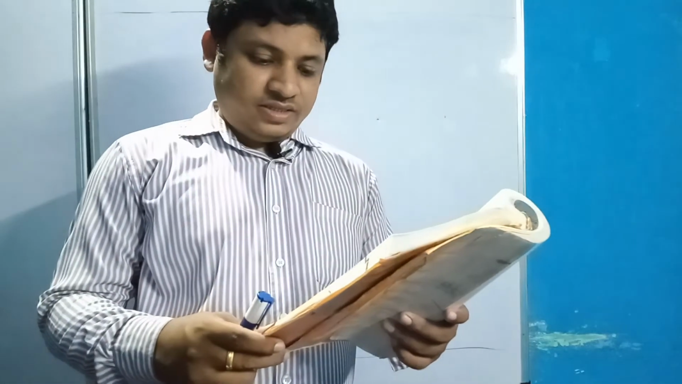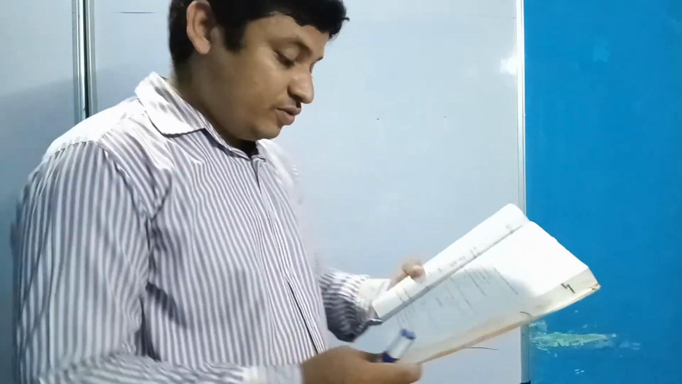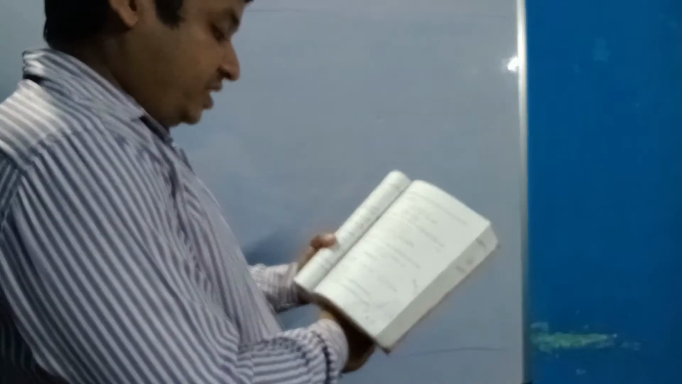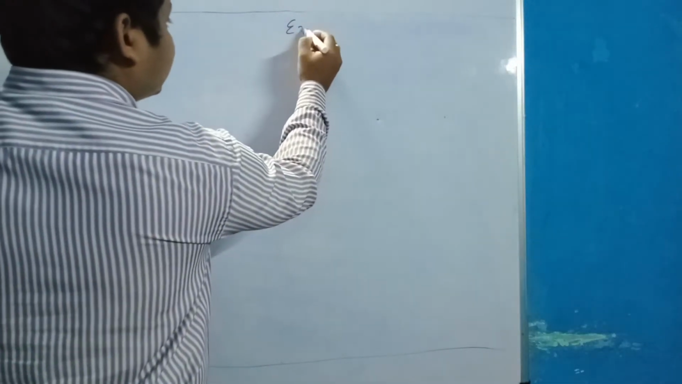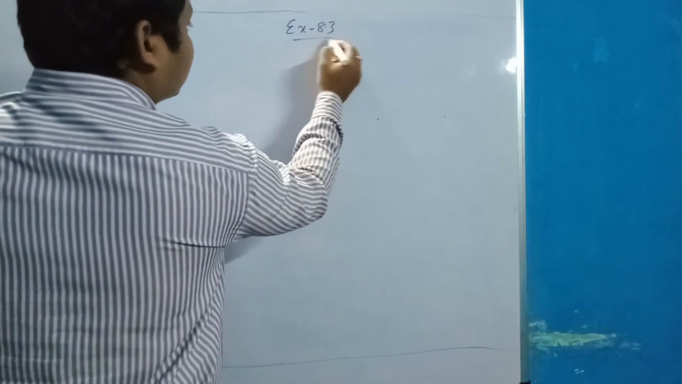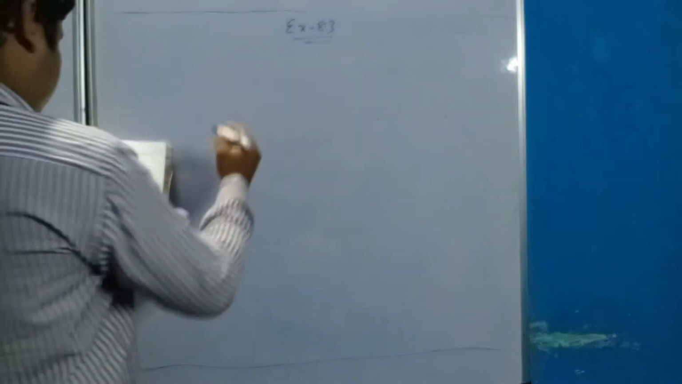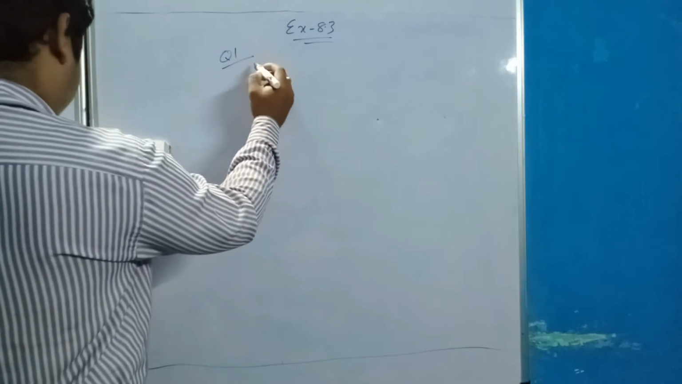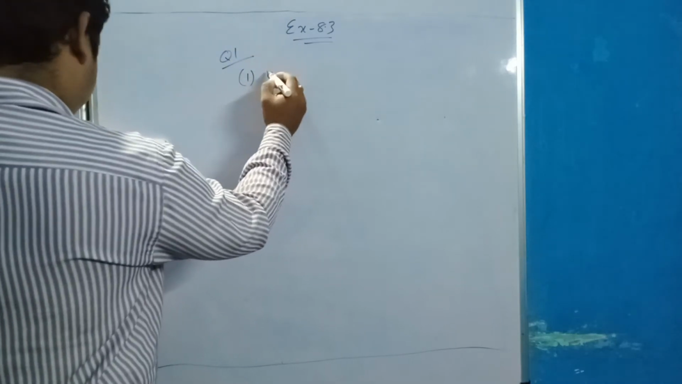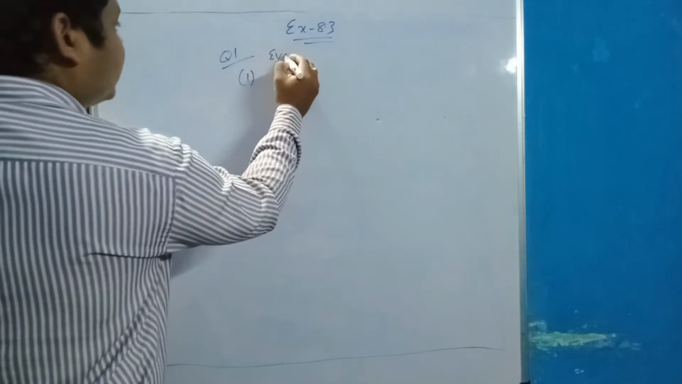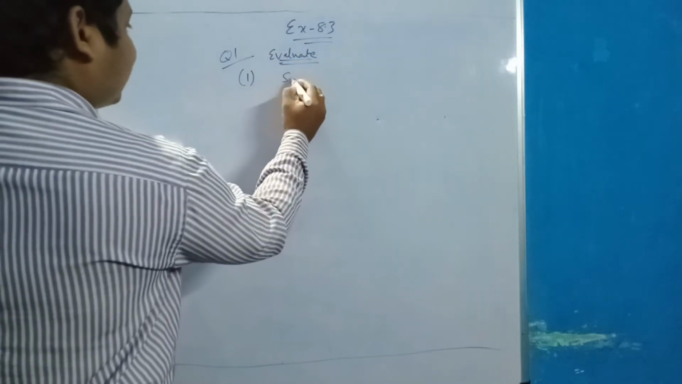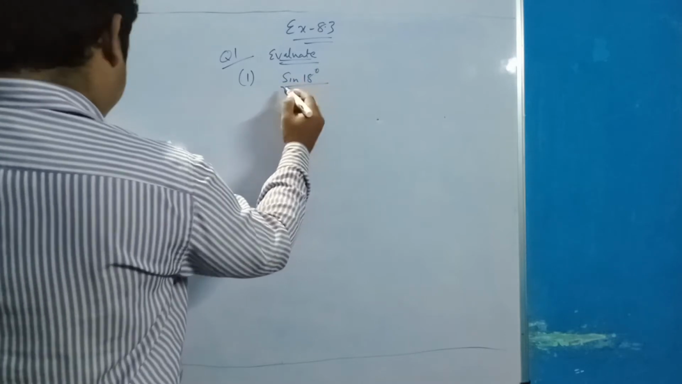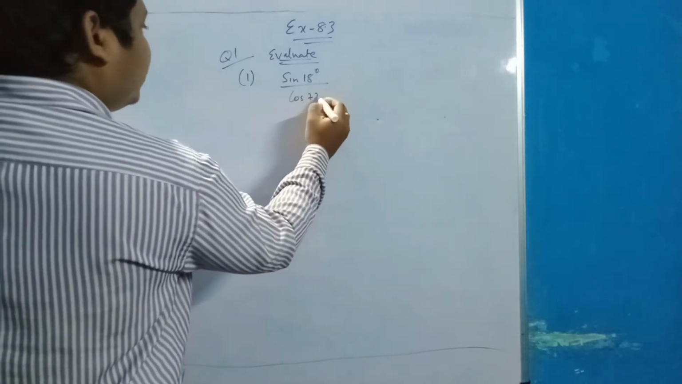Okay. So we can go to exercise 8.3 from the NCERT book. It has some problems like this. Suppose we will be solving, evaluate. The question is to evaluate sin 18 by cos 72 degree.